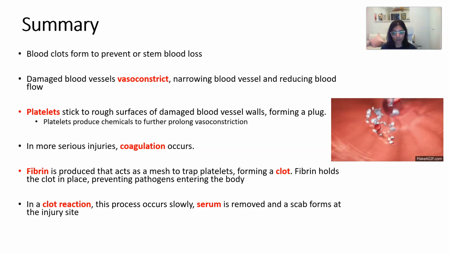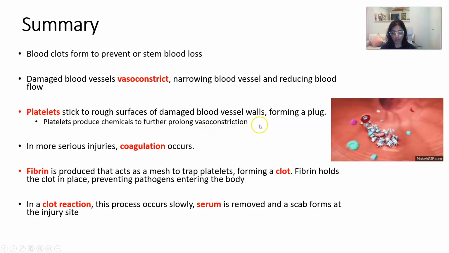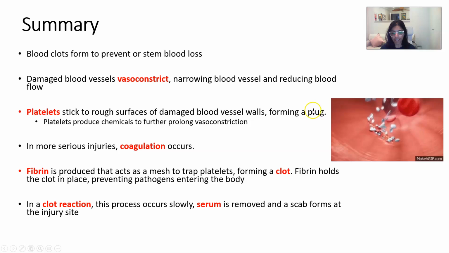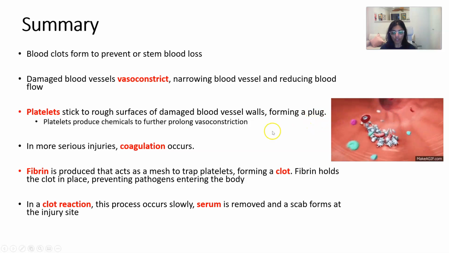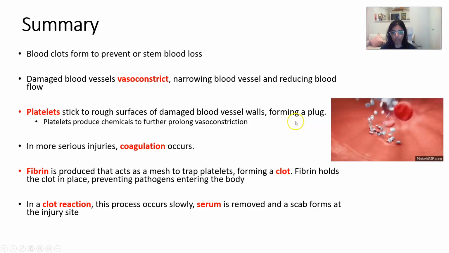A damaged blood vessel will vasoconstrict, that is to say that the blood vessel will start to become narrower. The point of this is to reduce blood flow at that site and hence reduce blood loss. Platelets or thrombocytes will stick to the rough surface as shown in the animation, and this will start to form a plug. Platelets will produce further chemicals to prolong that vasoconstriction, so not only are we physically plugging this gap, we are also continuing to narrow the blood vessel to reduce blood flow.